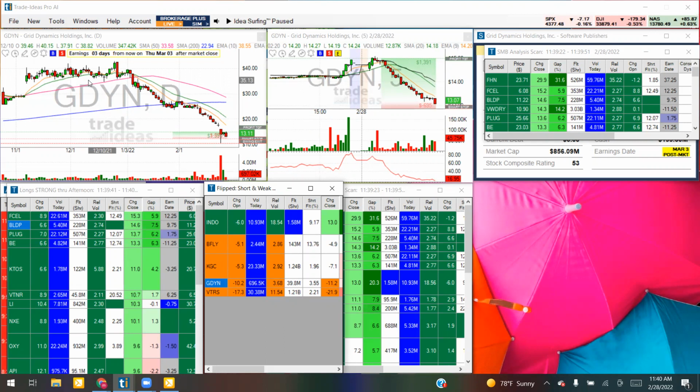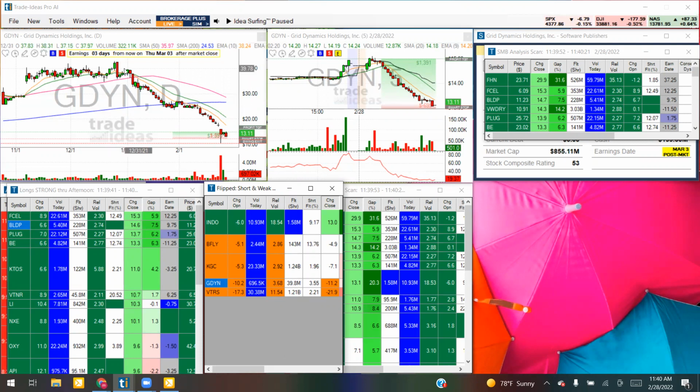On the flip side, on the short and weak scan, we're looking for stocks that are trending short the entire morning, that are consolidating through lunchtime, that will break low again in the afternoon after lunch based on RSI being above 20. So hopefully that makes sense. Hopefully that makes sense for each and every one of you.